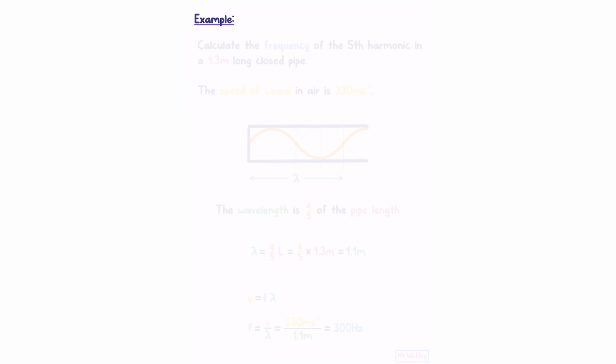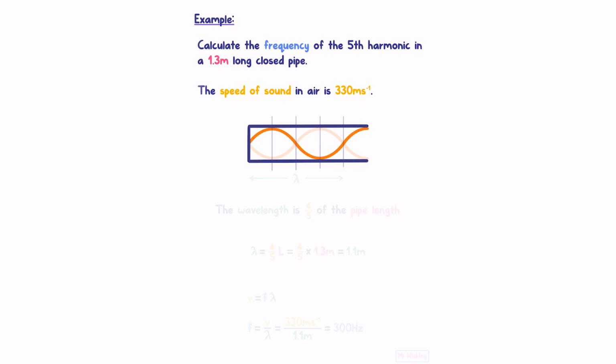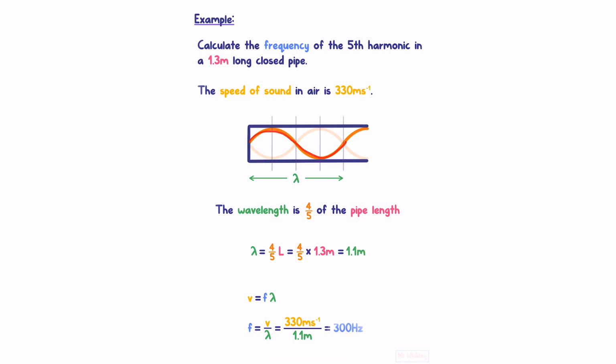Let's now use this in an example. Calculate the frequency of the 5th harmonic in a 1.3 meter long closed pipe. The speed of sound in air is 330 meters per second. Considering our 5th harmonic, our full wavelength is this here, which is 4/5 of the pipe's length. And so we know the wavelength is 4/5 L. Putting in our L gives us 1.1 meters. And now to calculate the frequency, we can use v equals f lambda, rearrange for frequency, put in our numbers, which gives us 300 Hz.